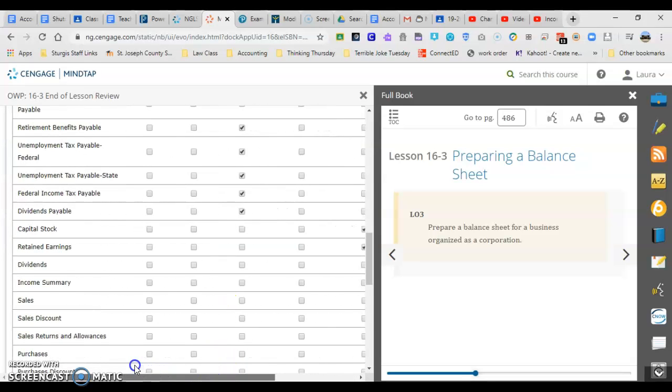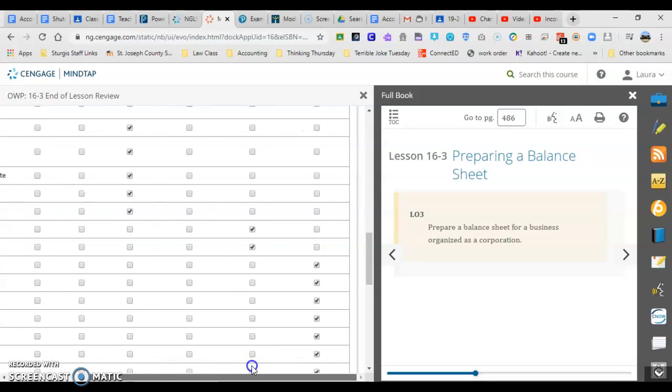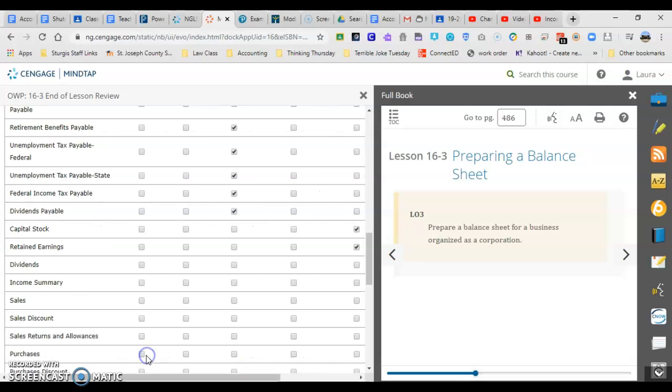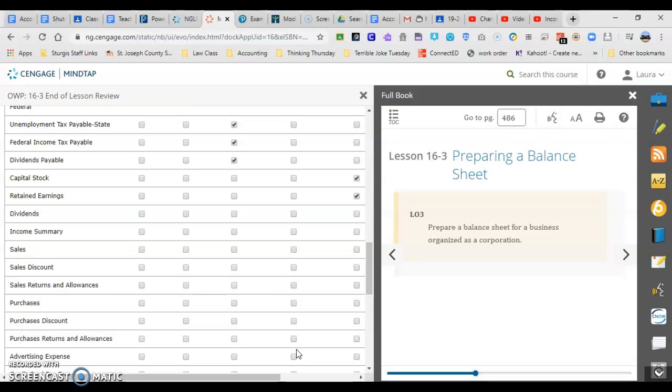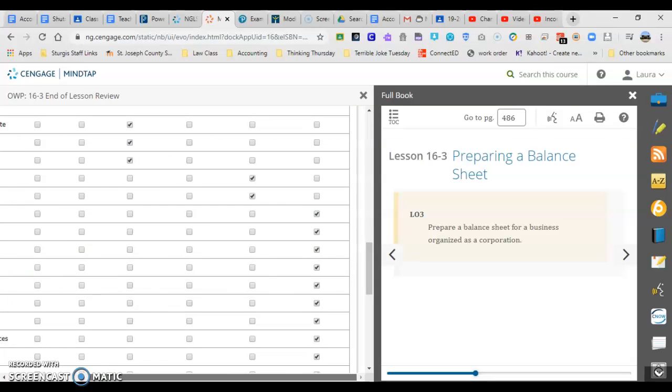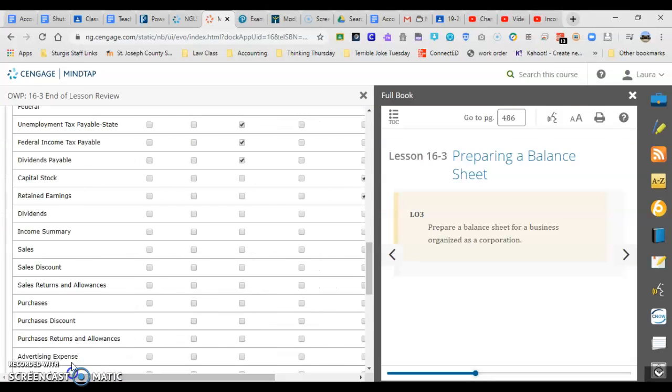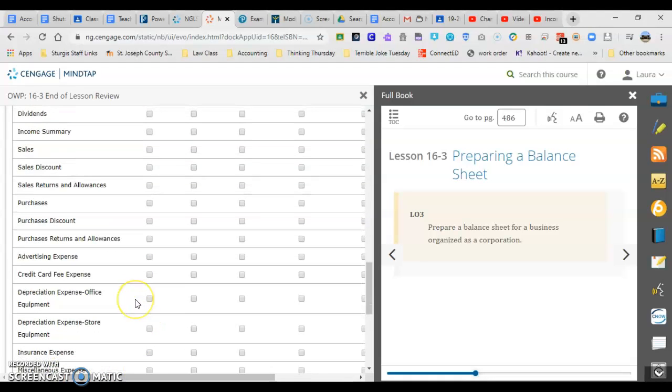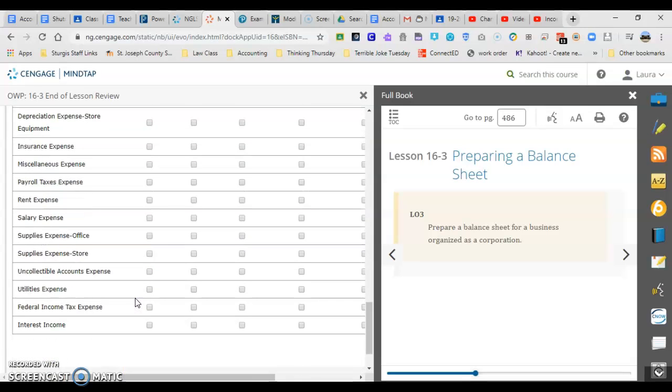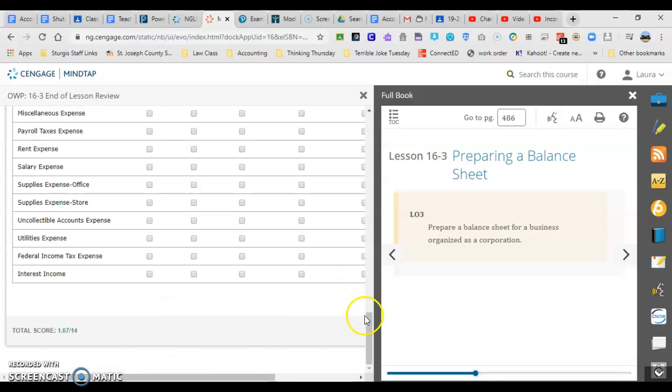Stockholders' equity section here, we have capital stock and retained earnings are going to be on your stockholders' equity section. Dividends is not, because you're going to update your equity account with your statement of stockholders' equity. It's not going to appear on your balance sheet because you're going to adjust your equity before that. Then not on the balance sheet, our income summary on down, these are all income summary, sales, expenses are all on your income statement, so they are not on a balance sheet.